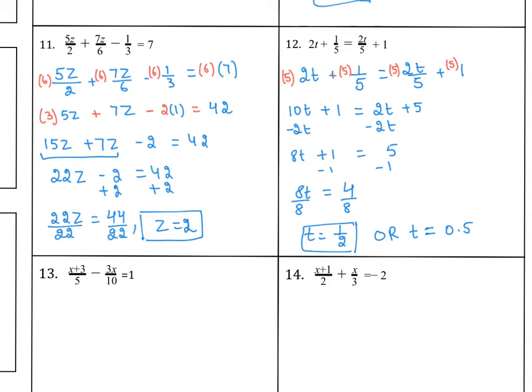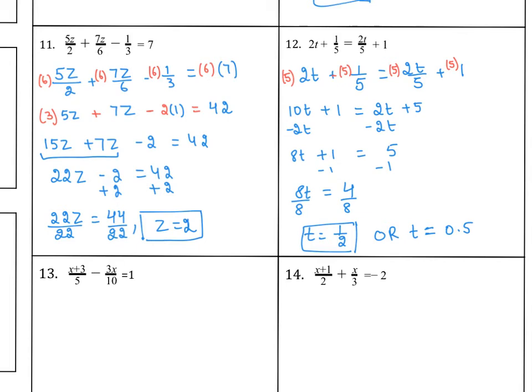Now for number 12, the LCM is 5. So you're going to multiply the 5 with each term here. And 5 times 2 would be 10t. 5 divided by 5, you get 1. 5 divided by 5, you get just 2t left. And here 5 times 1 would be 5.